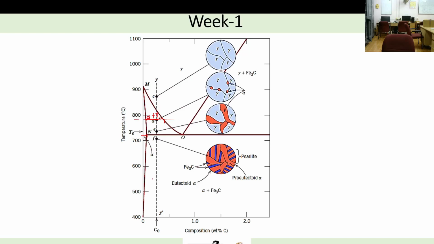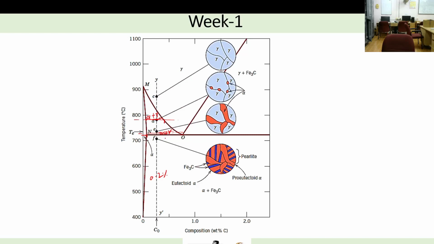Whatever you are taking, let's say you are taking 0.2%, the bulk carbon concentration will be maintained, and the carbon content in austenite will increase and in ferrite will increase. Once the carbon content reaches the eutectoid carbon concentration of austenite, let's say you are just above the eutectoid reaction point at this point, here you have ferrite plus austenite. The austenite carbon concentration is just reaching the eutectoid carbon concentration.